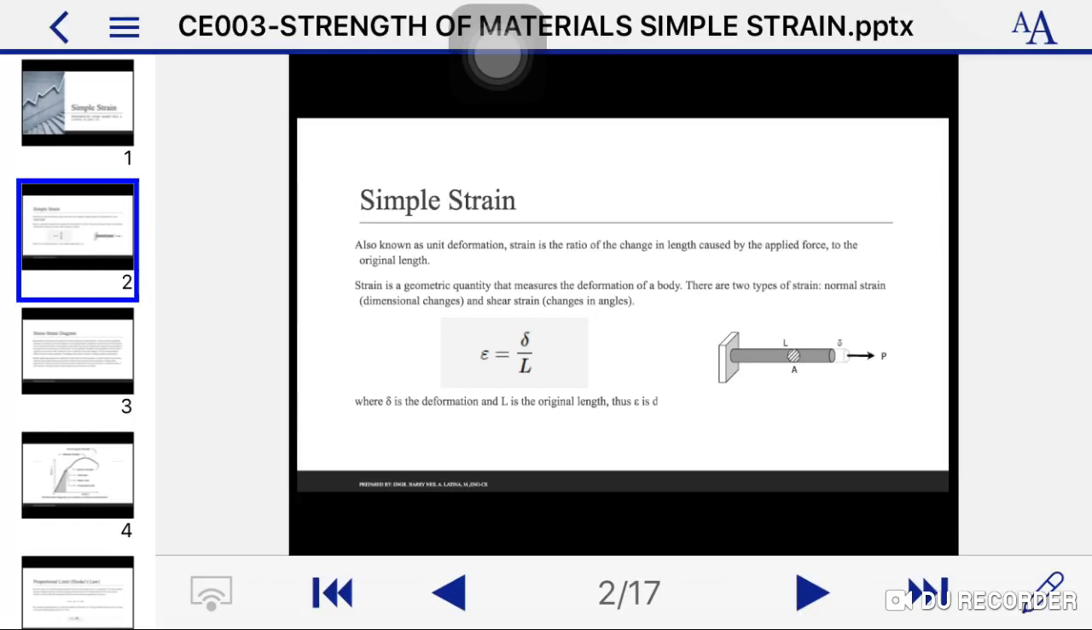So for the formula under simple strain, epsilon is equivalent to sigma divided by the length, where sigma is the deformation and L is the original length, thus epsilon is the deformation.